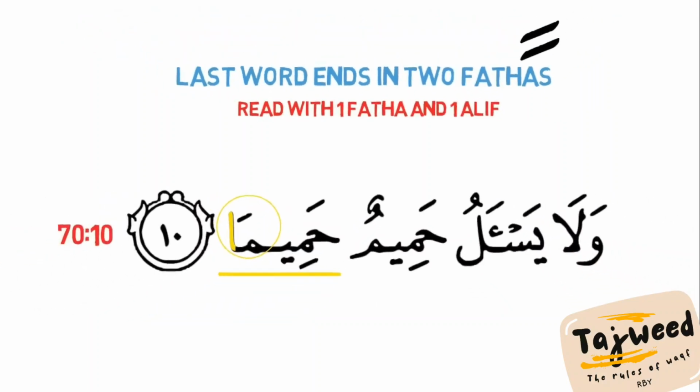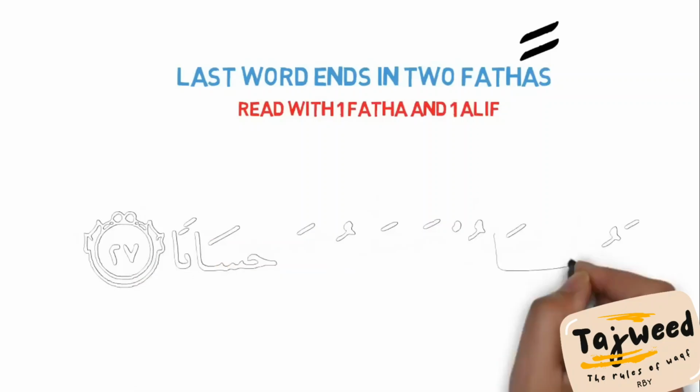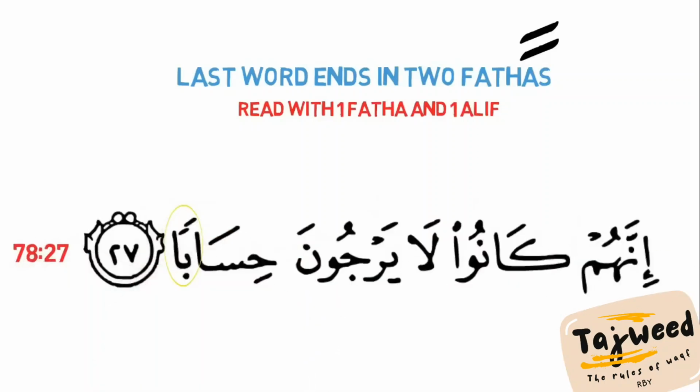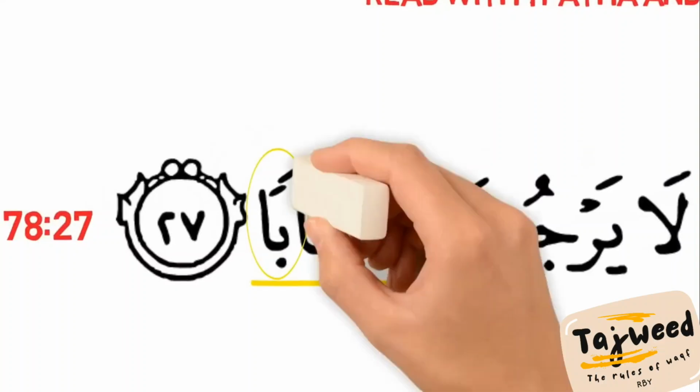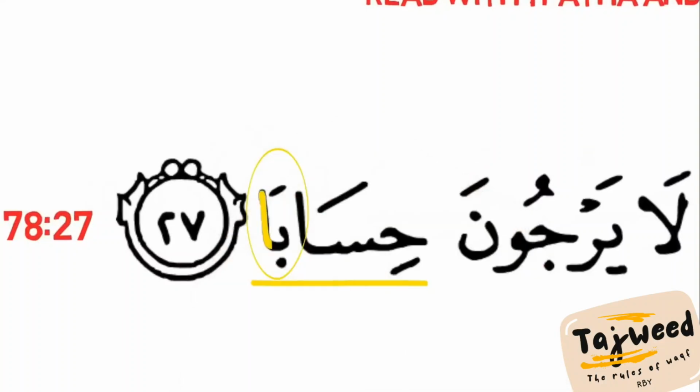Another example, the last word has two fatha or fatha tanwin. The word reads hisaban. When we are reading and come to a stop, we read it with one fatha and one alif. Now we read it as hisaba, not hisaban.